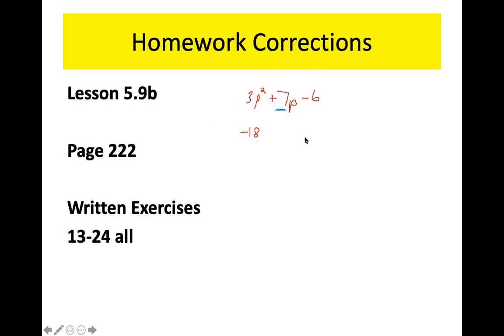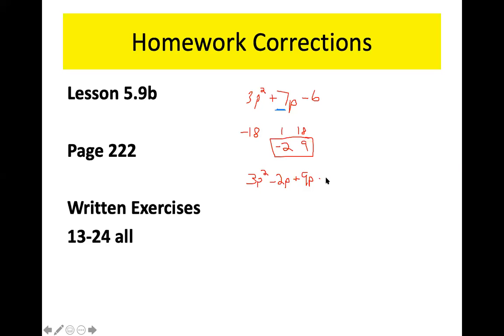So factor pairs of negative 18 that add up to a positive 7. So let's see, 1 and 18, no way do I get to a 7. 2 and 9, though, can get me to a 7 if the 2 is negative and the 9 is positive. 9 minus 2 is positive 7. So what I'm going to do is turn my middle term into that. So I rewrite this as 3p squared minus 2p. Where did I get the minus 2 from? Right here in the box. Plus 9p. I got the 9 from the box.